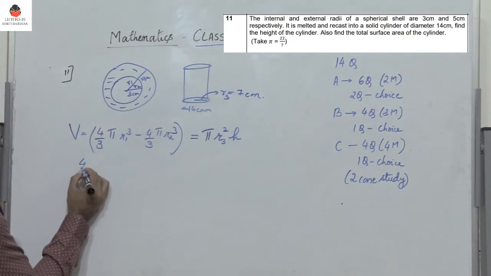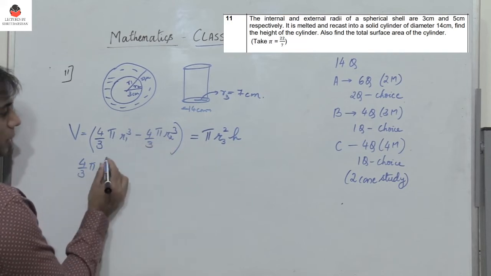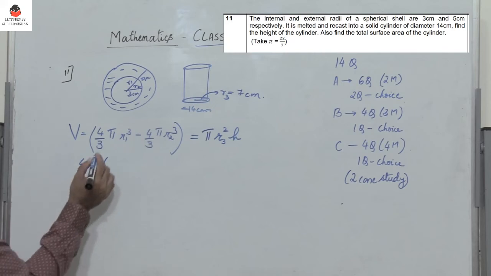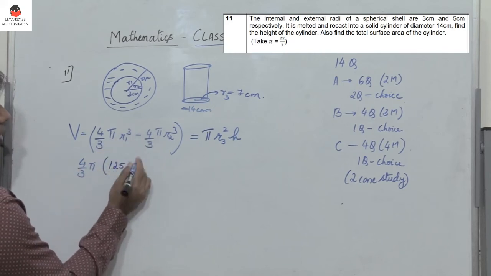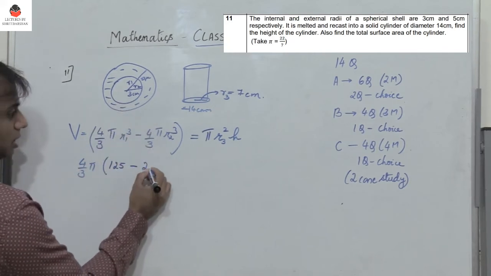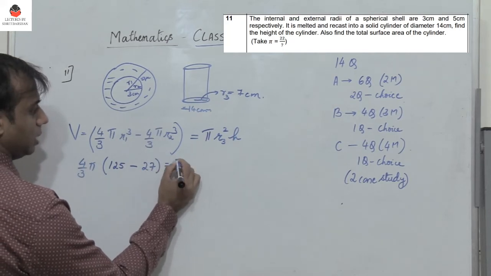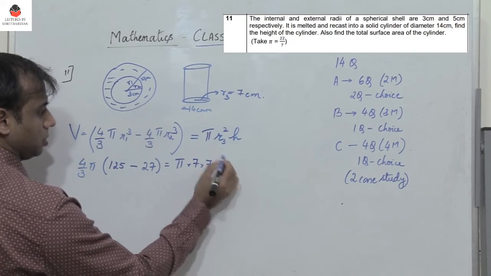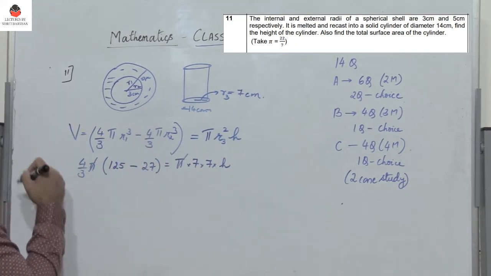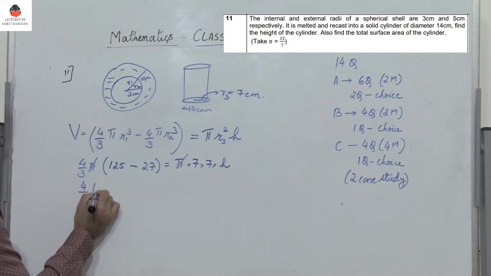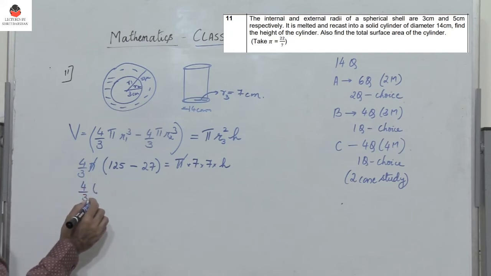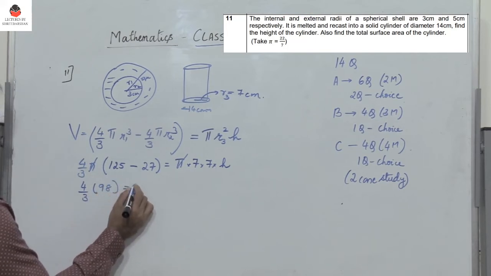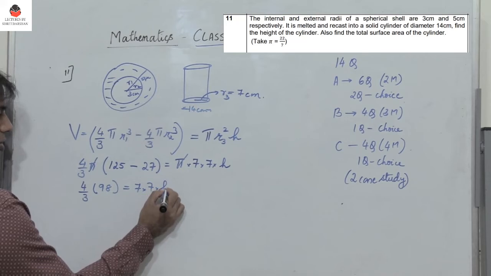Now from these two, I have 4 by 3 pi common. So I'm equating these two: R1 cube minus R2 cube. Now what is R1? R1 is 5. 5 cube is 125 minus 3 cube, 3 cube is 27, equals pi R3 square, which is 7 into 7 into h. So pi gets cancelled. So you have 4 by 3 into 125 minus 27. We get the value as 98 equals 7 into 7 into h.